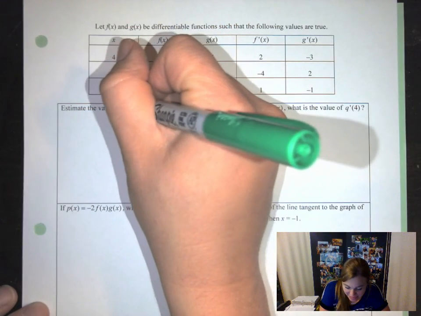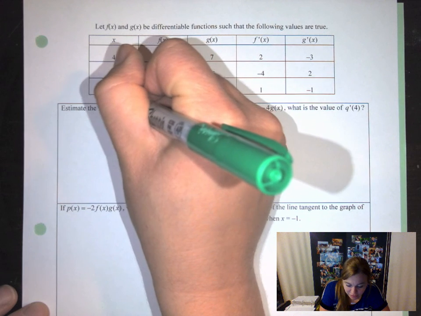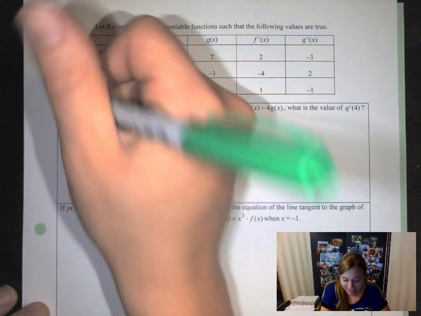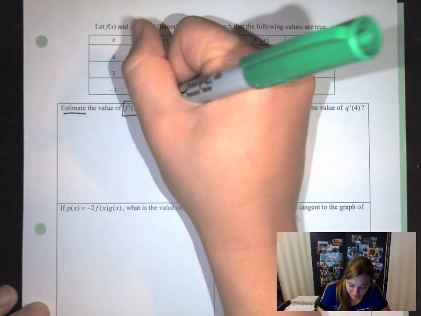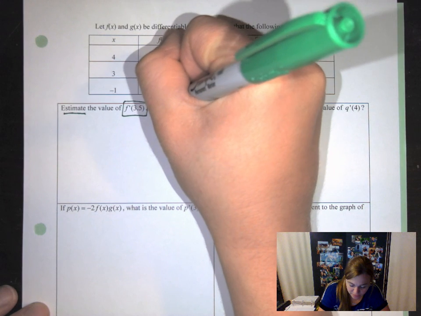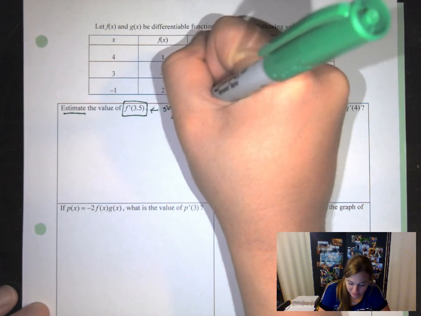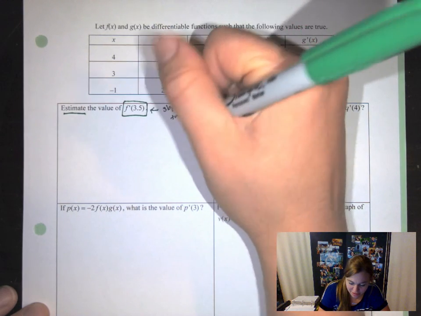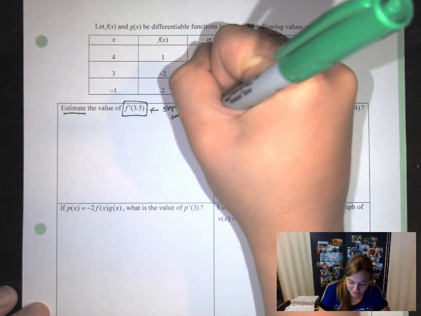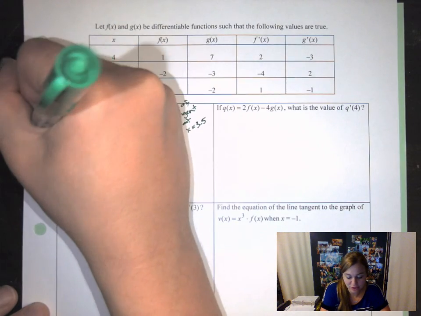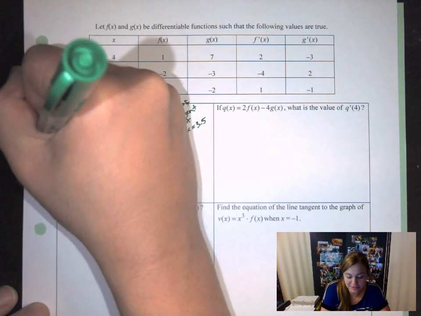The first one says, estimate the value of f prime of 3.5. So remember that f prime is the slope of the tangent. So if I'm estimating this, so again, this is the slope of the tangent at x equals 3.5. If I'm estimating this, we estimate using the slope of the secant.